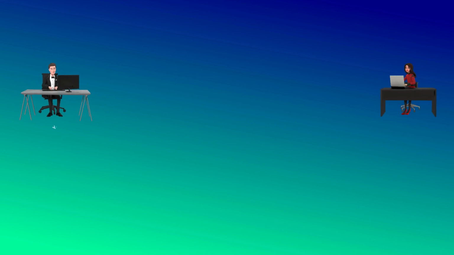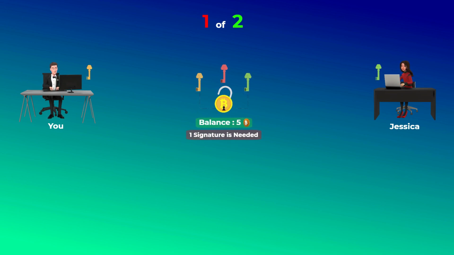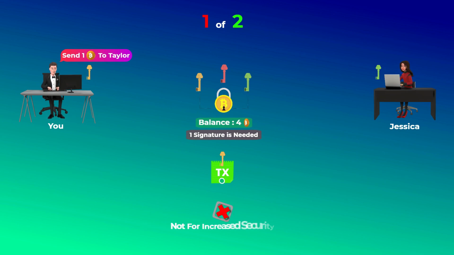Another setup you can create is a one-of-two wallet, where any of the two keys can approve transactions. For example, you can create a wallet with your private key and the private key of another trusted person. In this setup, any one of you can approve transactions and spend the money in the wallet. But as you can tell, this is not done for security reasons at all, as it doesn't increase security in any way. It just lets you share your crypto with another trusted person.